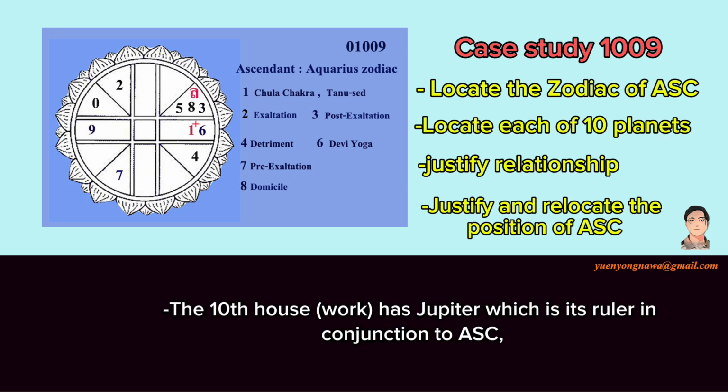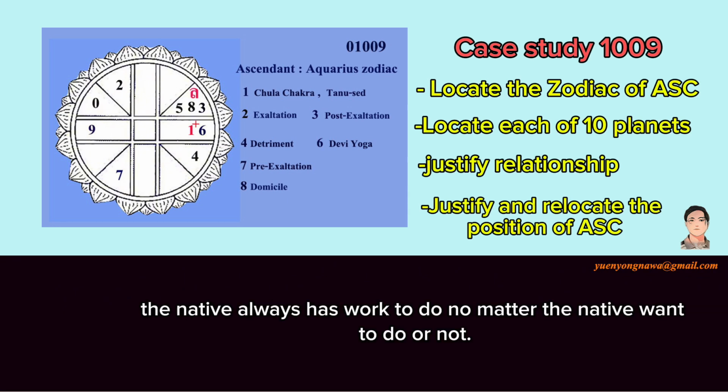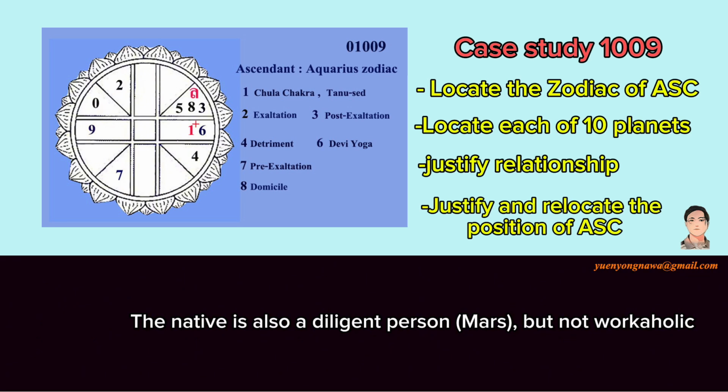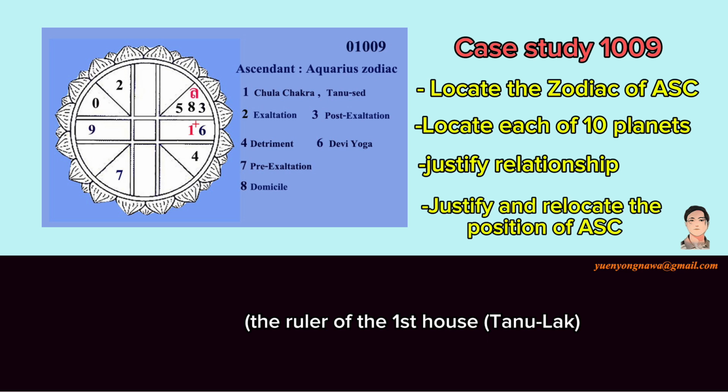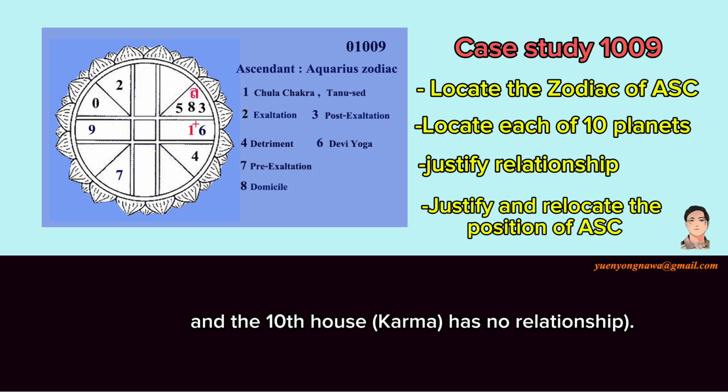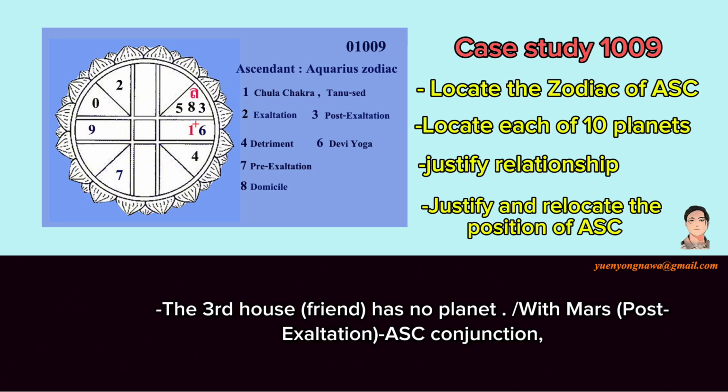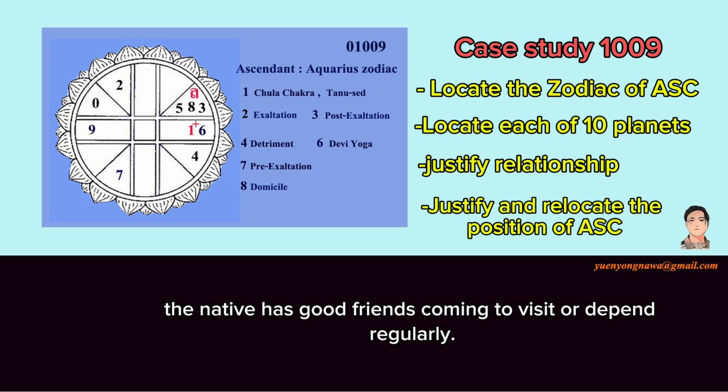The 10th house, Work, has Jupiter, which is its ruler, in conjunction with ASC. The native always has work to do, whether he wants to or not. The native is also a diligent person, Mars, but not a workaholic. The ruler of the 1st house, Tonulak, and the 10th house, Karma, have no relationship. The 3rd house, Friend, has no planet. With Mars, post-exaltation, in conjunction with ASC, the native has good friends coming to visit or depend on him regularly.